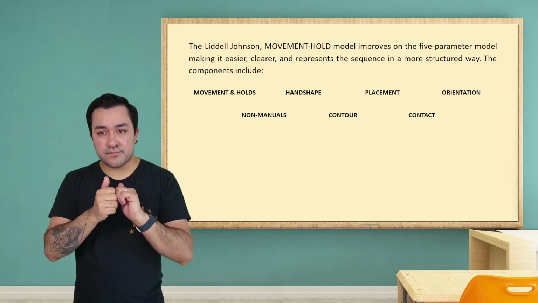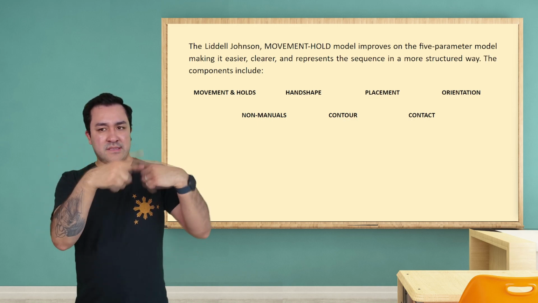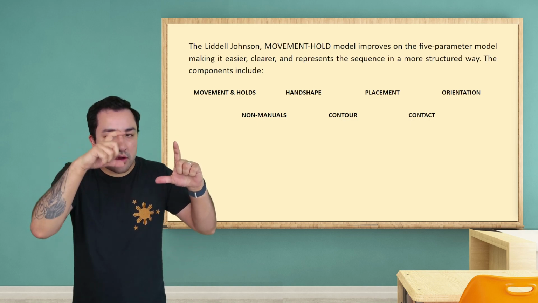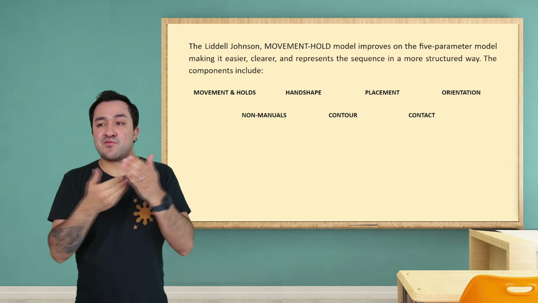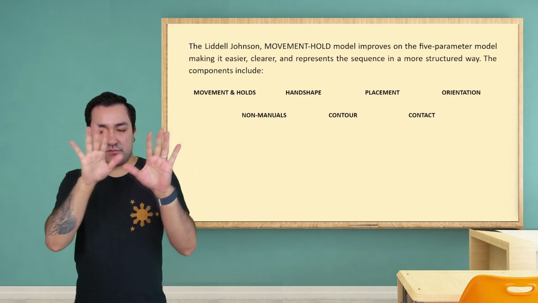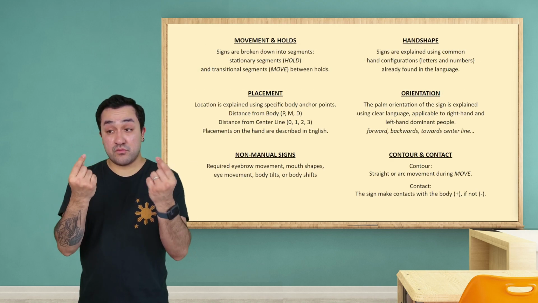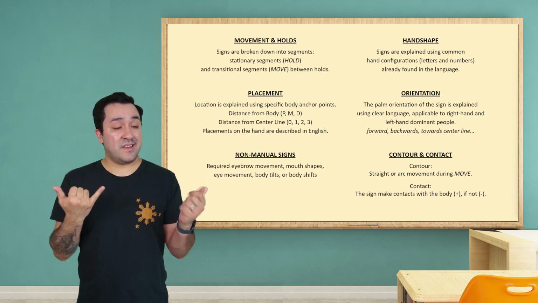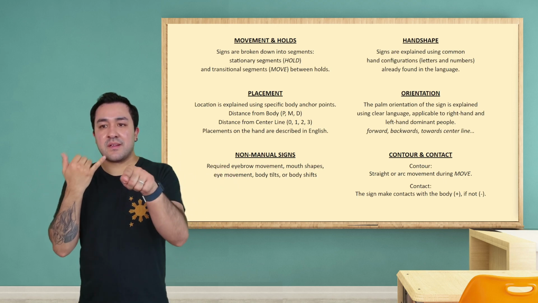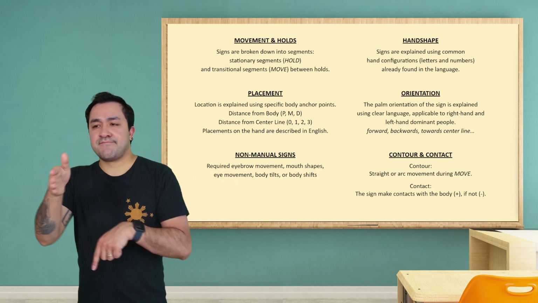This model recognizes how signs are fluid and are not produced in a singular moment. The original 5 parameters are still used, but this model makes a few changes and adds a few extra components for clarity and ease. Movement is going to change into the hold move columns. Each column will describe what the body is doing in that moment for the remaining parameters.